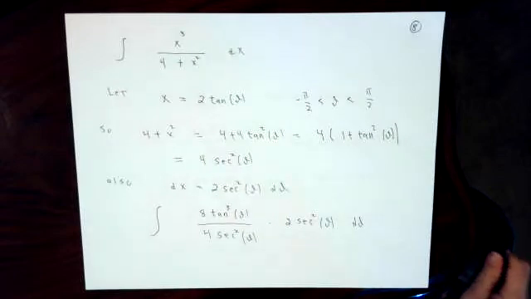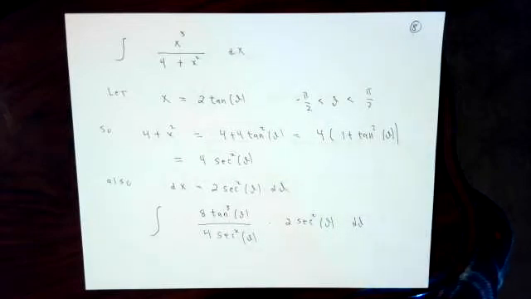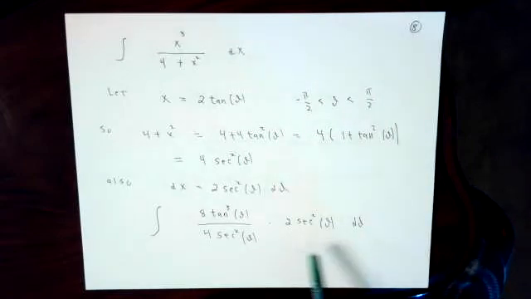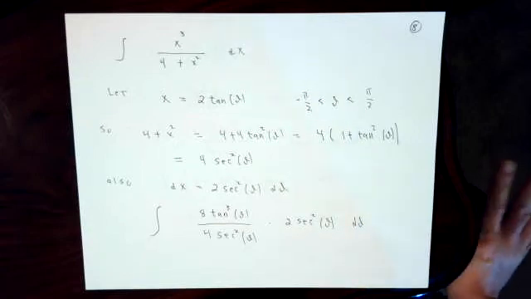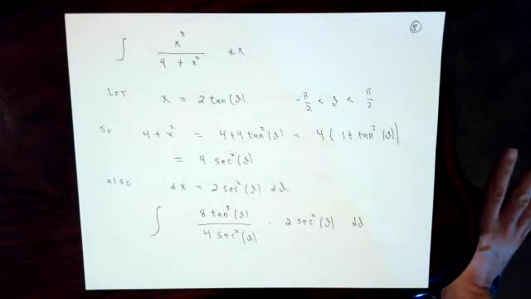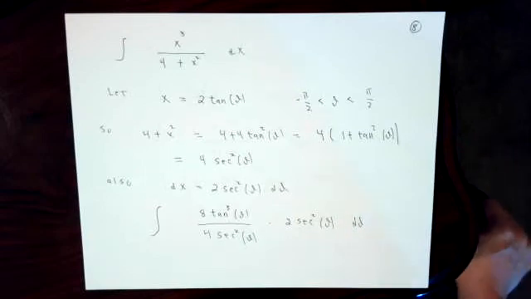You have an x cubed, so you have 2 cubed tangent cubed of theta. You also have to write dx in terms of theta. The derivative of 2 tangent theta is 2 secant squared theta. Dx is 2 secant squared theta d theta. So all of the bits in the integral, including the differential bit down at the end, have been converted over into references to theta rather than x.